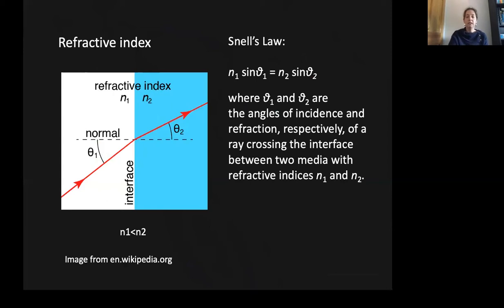When light enters a material with a higher refractive index, the angle of refraction, θ2 in the diagram, will be smaller than the angle of incidence, θ1 in the diagram, and vice versa. So in the example on the left, the refractive index N2 is higher than the refractive index N1, and this could be an example of light crossing the interface between air and water.